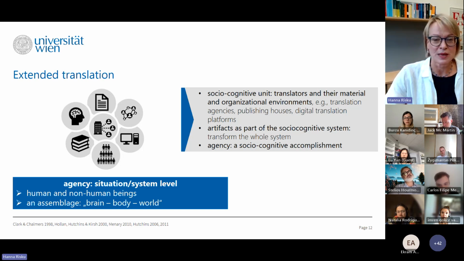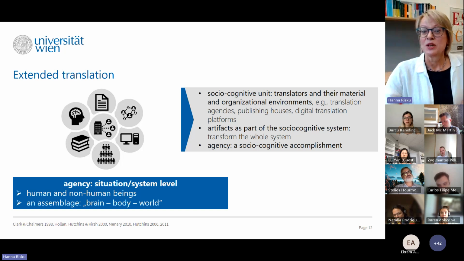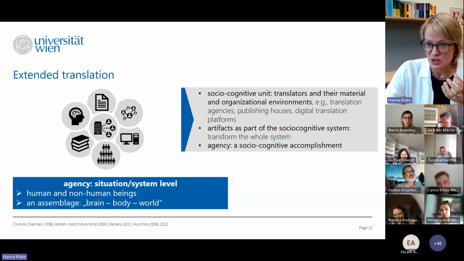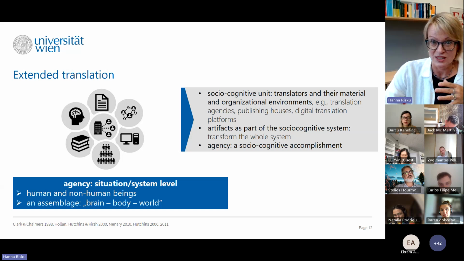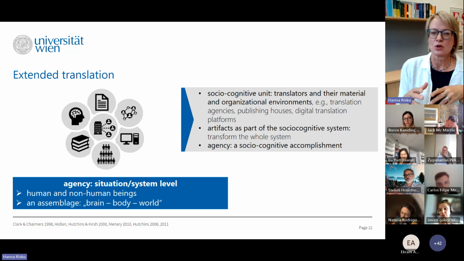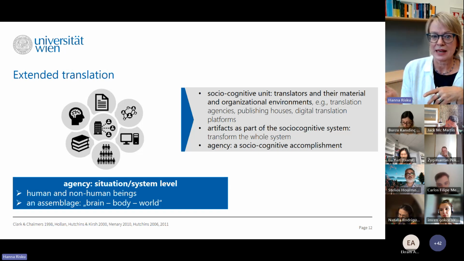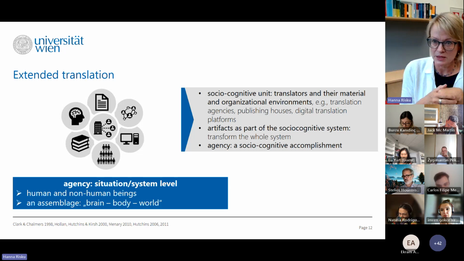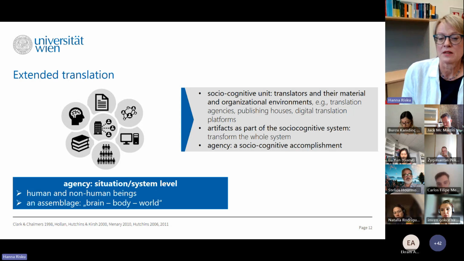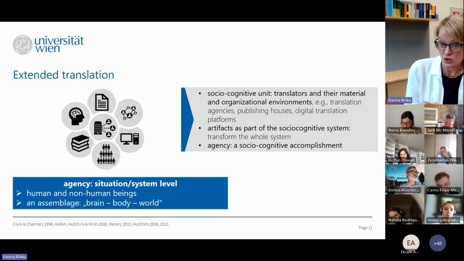If we want to attribute a translation to its translator, we would, if we take this approach, attribute it to this unit of actors and objects and technologies that contributed to the genesis of the translation. So an extended translation approach focuses on how a socio-cognitive unit, such as translators and their material and organizational environments, like a publishing house or language service provider, generates a translation, rather than on how the identities and personalities of the individual translators influence their choices.